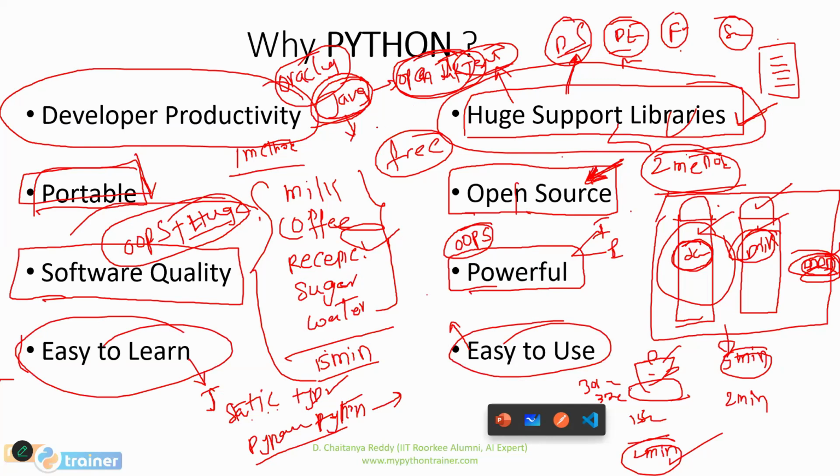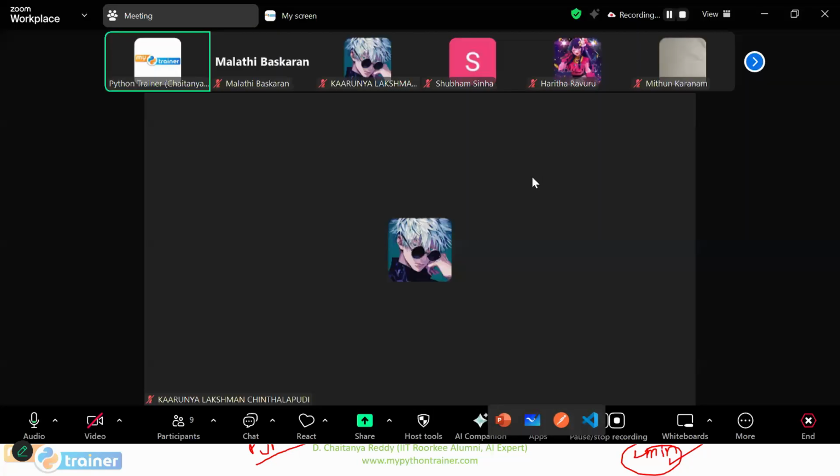But the demand from the client is coming because of these two reasons, not because of easy to learn and easy to write. People prefer to learn Python because it is easy to write, but the actual demand from the client is because of developer productivity and the huge library support. And of course, it is open source and free. There is no extra money for it. These are three reasons why clients are preferring Python nowadays.